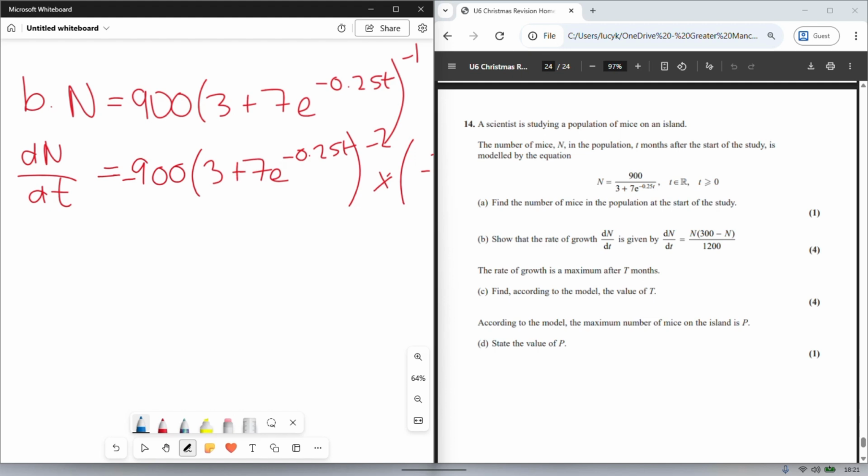So I'm going to say that n, I should be writing, there we go. So I'm just going to divide through by that 900. That's a 900, not a 960. We tried 0. There we go. So I'm just going to divide through by that, and that gets me 3 plus 7e to the minus 0.25t to the power of minus 1.